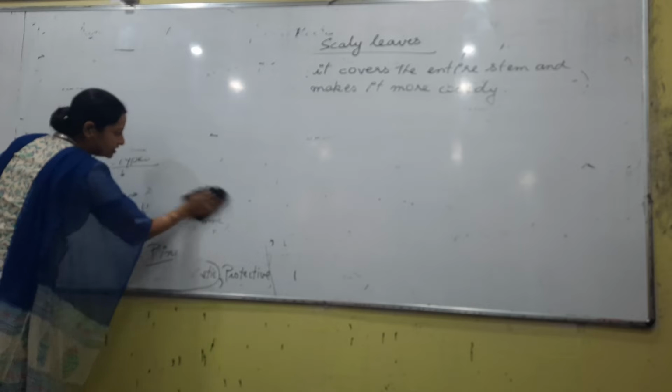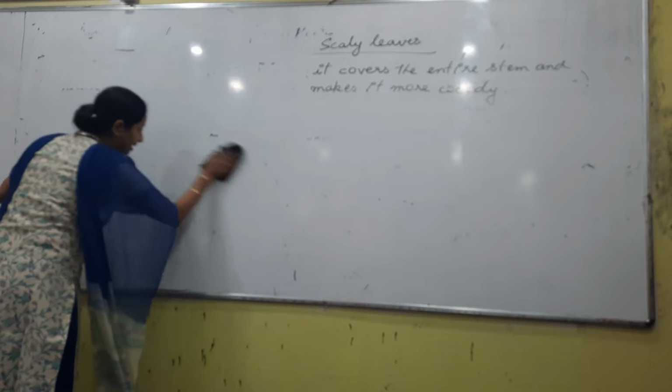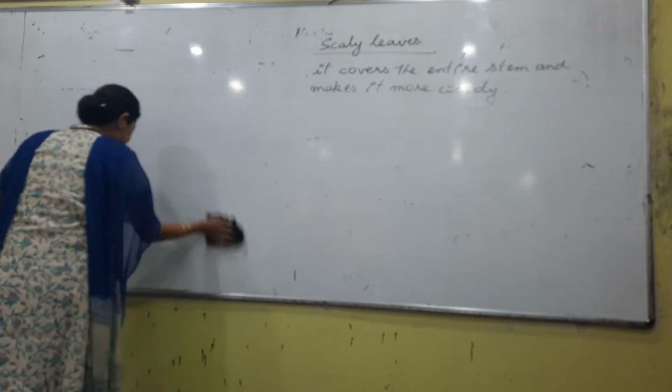Next, we'll continue the points. So the plant body is a sporophyte. It will have distinct stem, leaves, and roots.